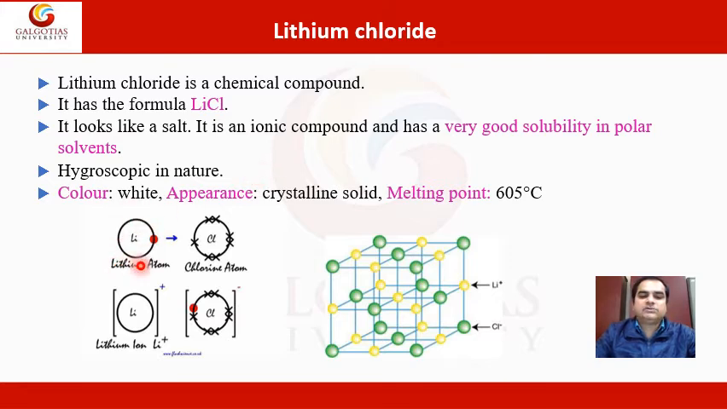As we know, lithium is electropositive and chlorine is an electronegative element, so they easily form an ionic compound which has good solubility in polar solvents. It is hygroscopic in nature and can easily absorb moisture. Its color is white, its appearance is a crystalline solid, and the melting point of lithium chloride is 605 degrees centigrade. This is the cubic structure of lithium chloride, in which the yellow atoms represent lithium ions and the green atoms represent Cl⁻ ions.